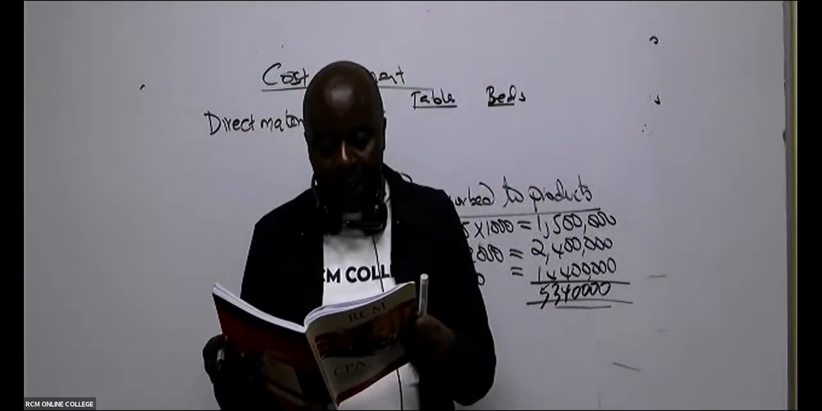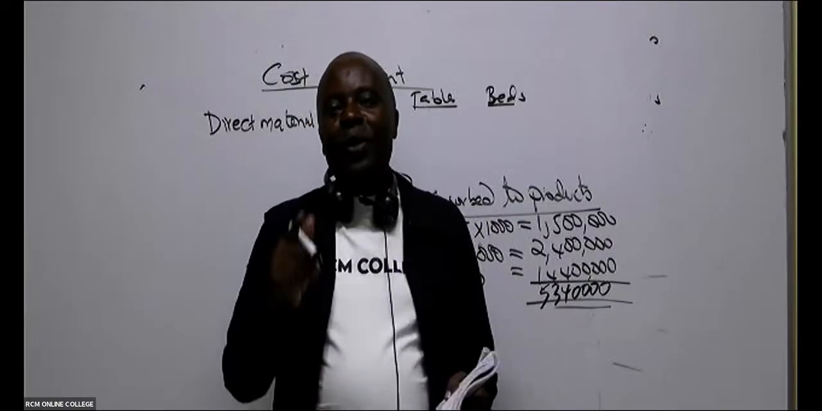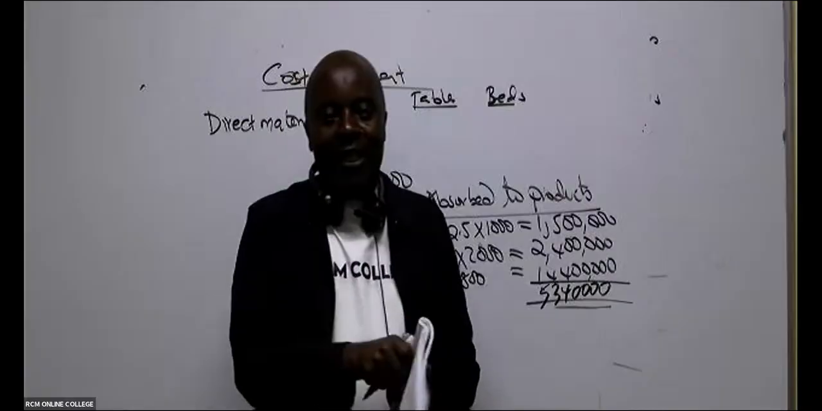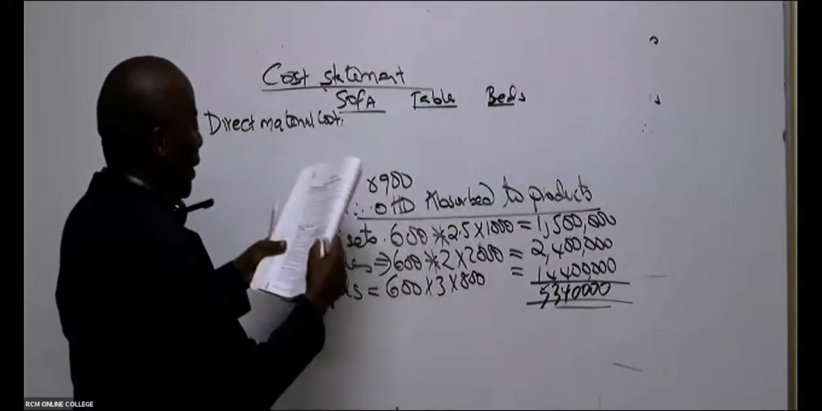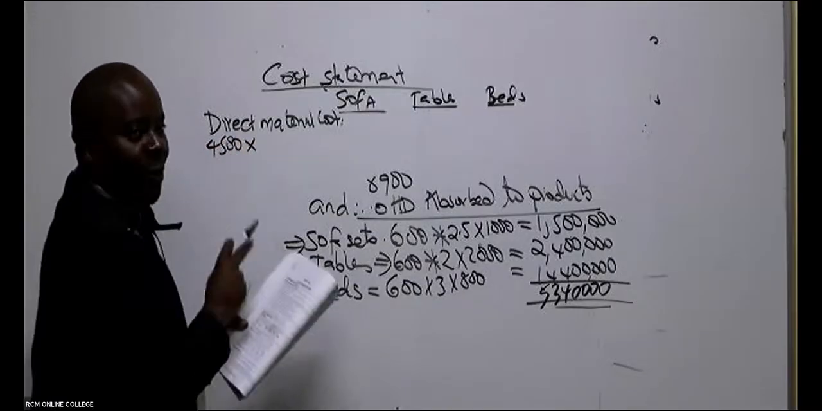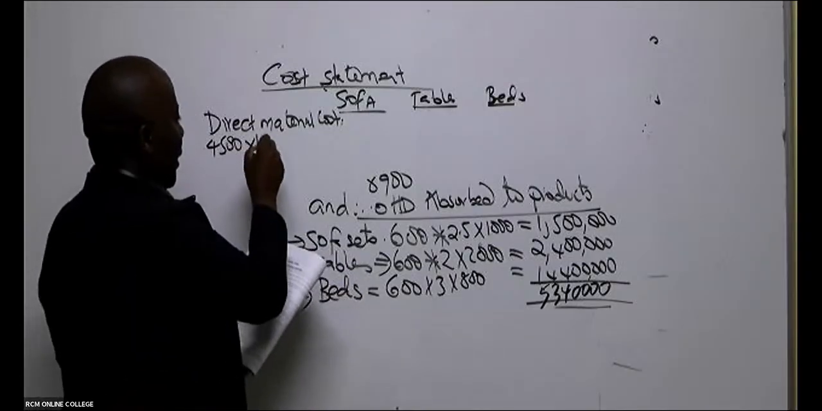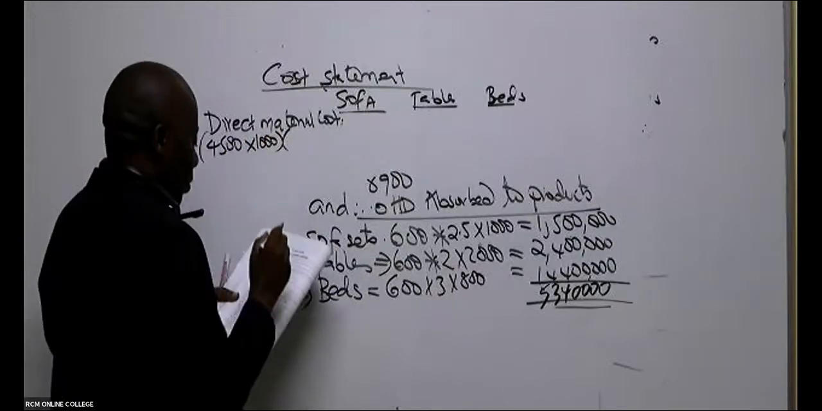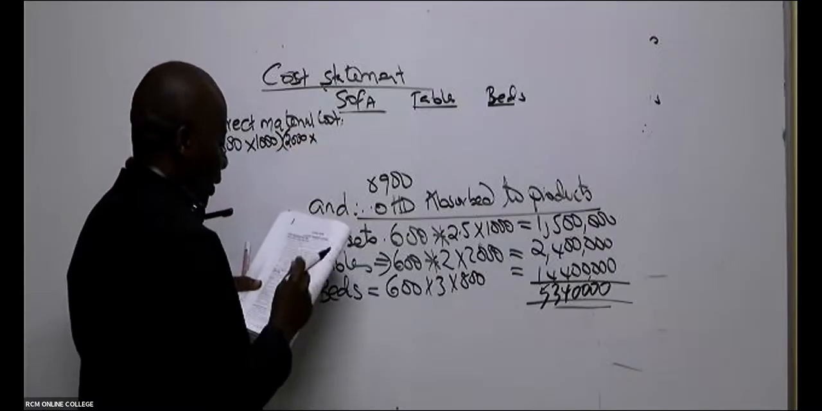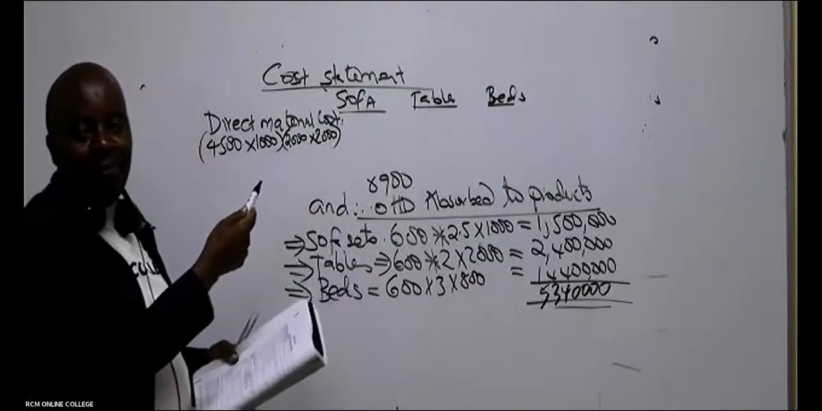You can see we have direct material cost per unit. In management accounting, whenever you see anything being given per unit, you must always multiply with all the units. So we start with sofa set. It is 4,500 times, this is per unit, the number of sofa sets, which are 1,000. And then for tables, I will take 2,000 times 2,000, isn't it?